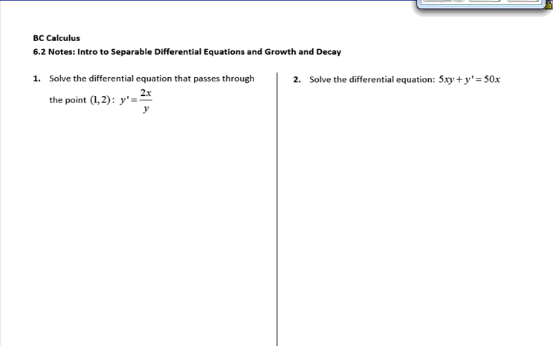This video will cover section 6.2, which is an introduction to differential equations as well as growth and decay models. So a differential equation is simply an equation that involves y prime, y, and x, and you're trying to solve for y. We've already done very, very simple differential equations.